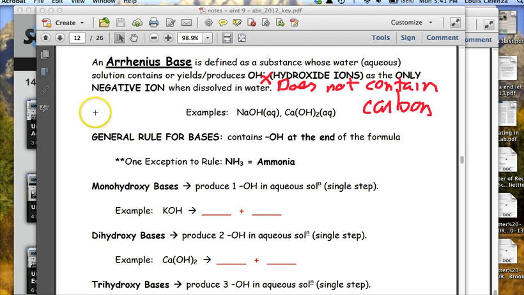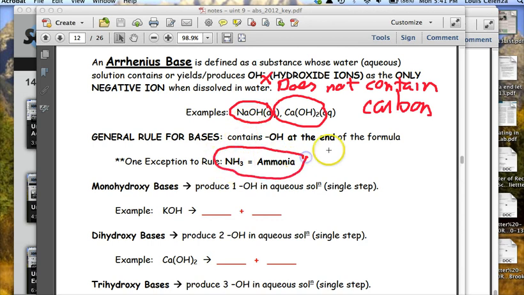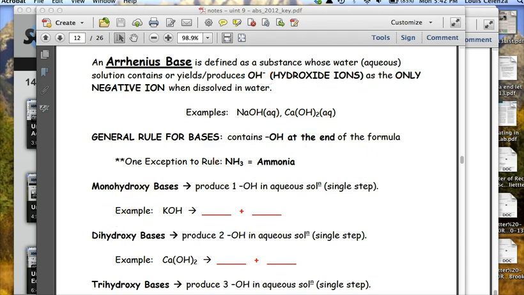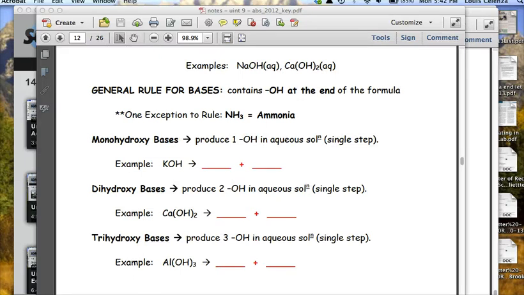So basically, all Arrhenius bases have a metal with OH at the end. So NaOH is a very common base. It's on your reference tables. Calcium hydroxide is also. Notice they all end in hydroxide because that's what the name of OH is. One rule, excuse me, is ammonia. Ammonia is still considered to be a base, but it's not an Arrhenius base. It would be considered a base if we looked at the alternative. And you can also have mono and dihydroxy bases. Not really crazy about worrying about this, but I'm going to go through it anyway. And I think you probably figured it out.